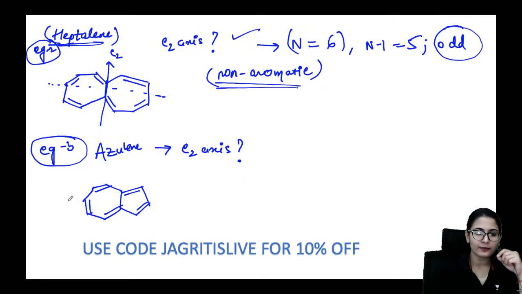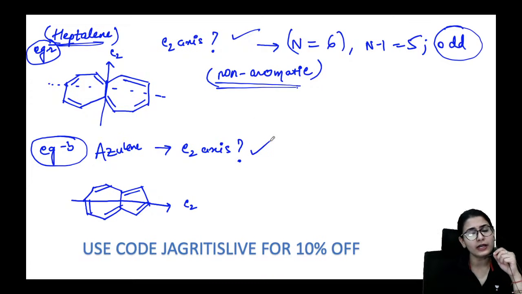Yes, it does. ये देखो. Passing from this carbon to this carbon. ये रहा C2 axis. Yes, there is a C2 axis, absolutely. Good morning, guys. Good morning to those who are joining now. Yes, so we are doing the Craig's rule, and this is our third example. So azulene में है C2 axis.